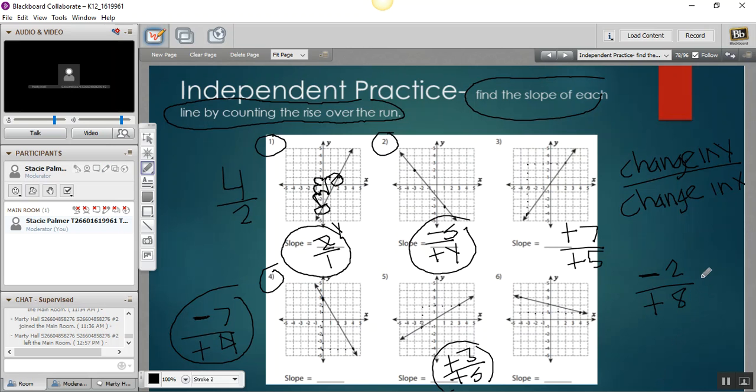Okay, now this fraction can actually be simplified. 2 goes into 2 one time, 2 goes into 8 4 times. This and this are the same, okay? If I move down 1 to the right 4, see how I land on the line still? Down 1 to the right 4. So either one of these are acceptable answers.